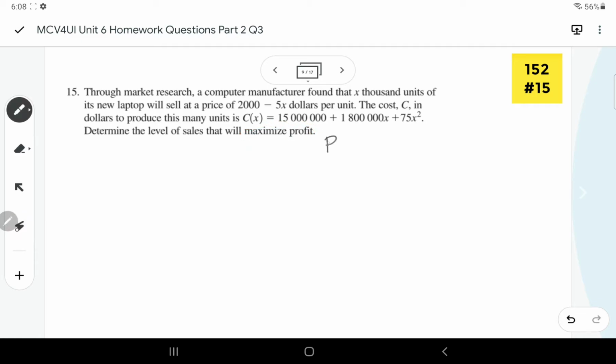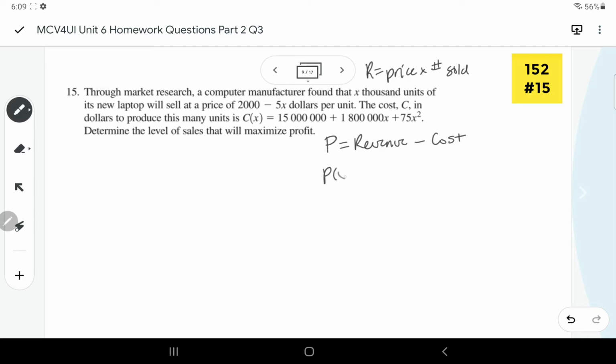So what I'm looking for is a function for profit. Maybe I won't use that function notation because I don't have a variable yet. But in general, the profit function is going to be the revenue minus the cost. And the revenue is going to be the price times the number sold. So just making a note up here: revenue is the price times the number sold.